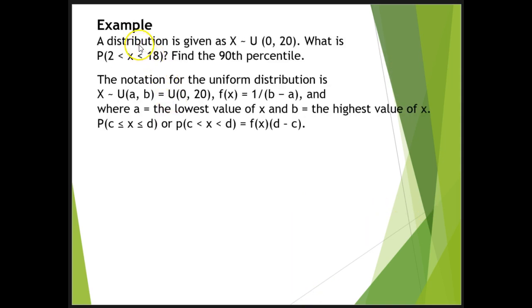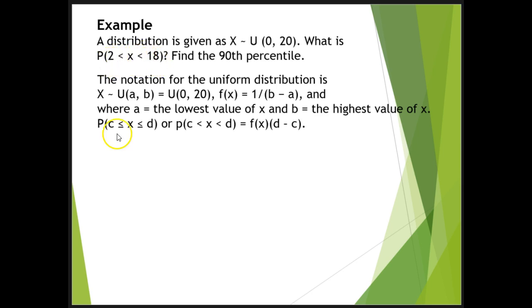Okay, here's another example. A distribution is given as x is uniform from 0 to 20. What is the probability that x is going to be between 2 and 18? Find the 90th percentile. So the notation for the uniform distribution is this. We have our f of x equal to 1 over b minus a, where a is the lowest value, b is the highest value. And then we have our probability information here.